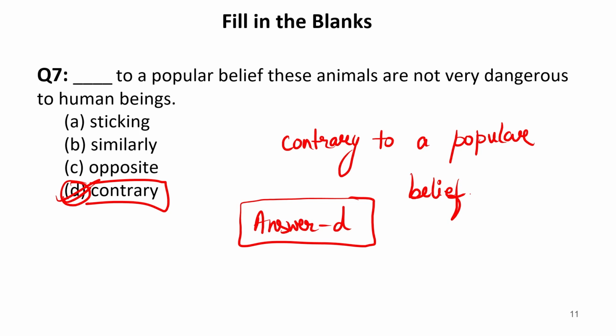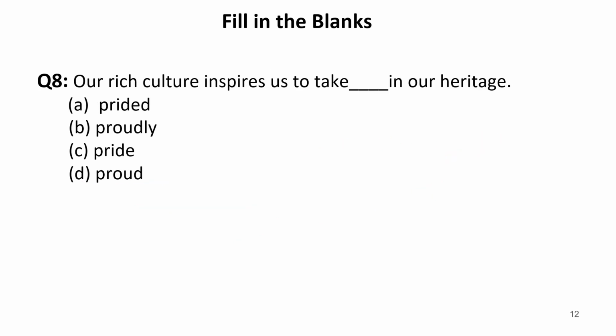Now let us move to the next sentence. Our rich culture inspires us to take dash in our heritage. Now, our rich culture obviously makes us proud in front of the world. Now let us see the options. Prided. Well, prided is not a word. We have the word pride or proud. Proudly is a word, but proudly is an adverb. So here after to take, we need a noun over here.